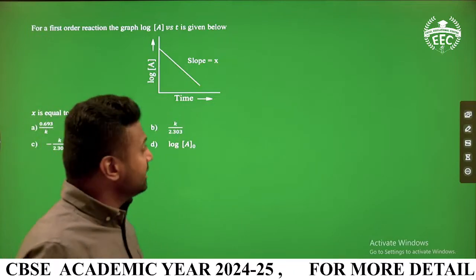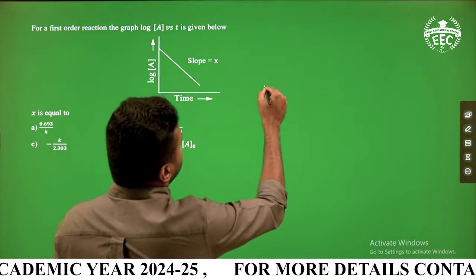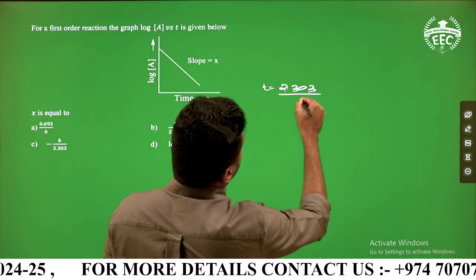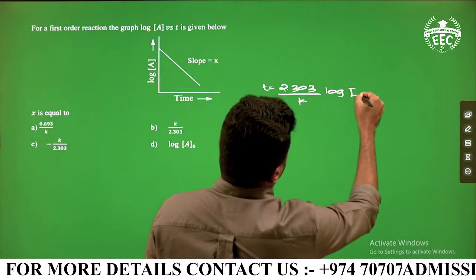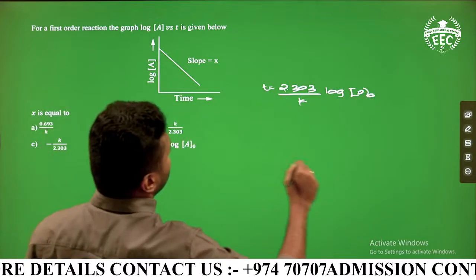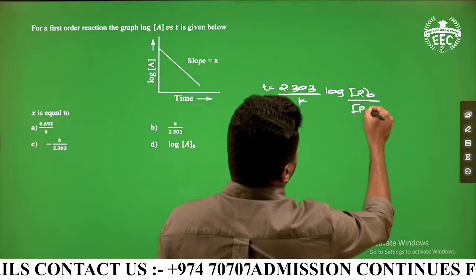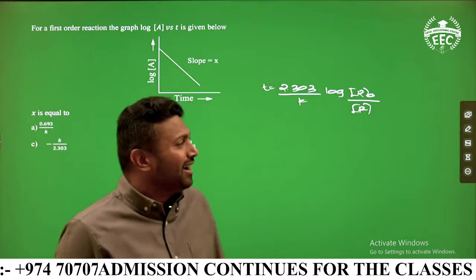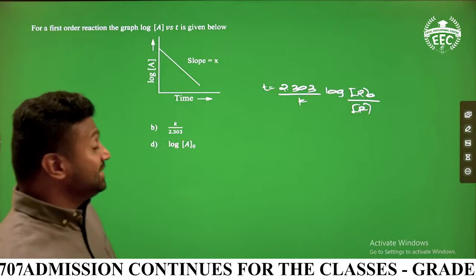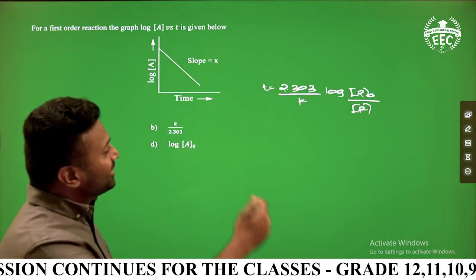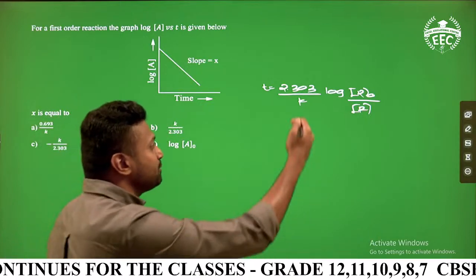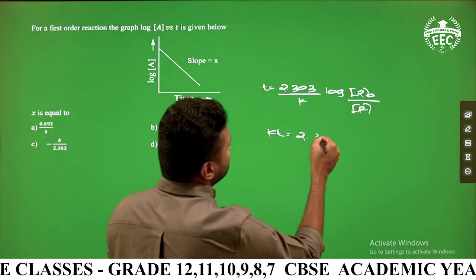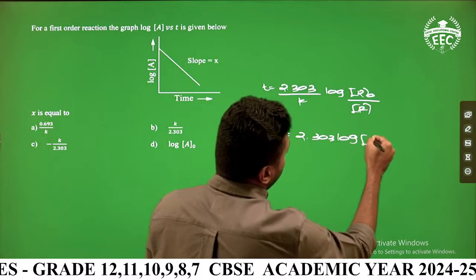For a first order reaction, the integrated rate equation will be time t is equal to 2.303 divided by k log of r0 by r. It's a first order reaction, so the equation is ready. Create the equation in the form of y is equal to mx plus c. On cross multiplying, k will come here. You will get kt is equal to 2.303 into log of r0 by r.